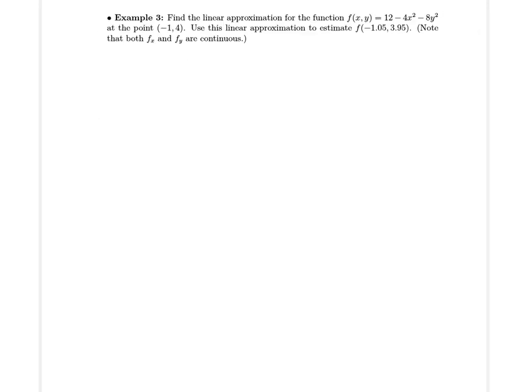All right, so in example 3 here, they want us to find the linear approximation for this function at negative 1, 4. And we want to use that to estimate the function really close to negative 1, 4 at negative 1.05, 3.95. So we know that we need to find the partial derivatives. So that would be negative 8x. Partial with respect to y is negative 16y.